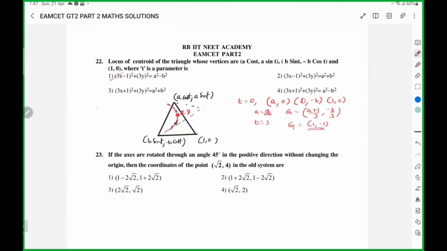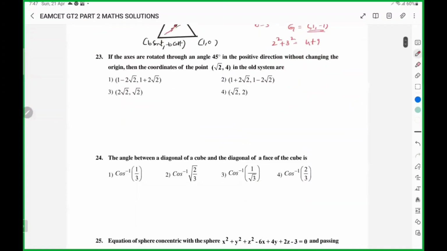In the first equation, if I substitute, 2 square plus 3 square, a square minus b square, it does not satisfy. In the second option, x as 1, 2 square plus 3 square, a square plus b square, it definitely satisfies. So the second option is correct.